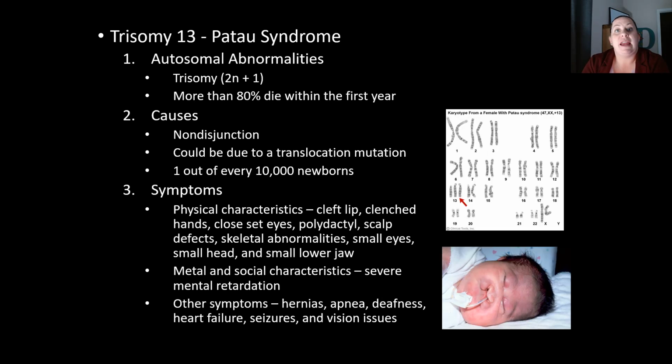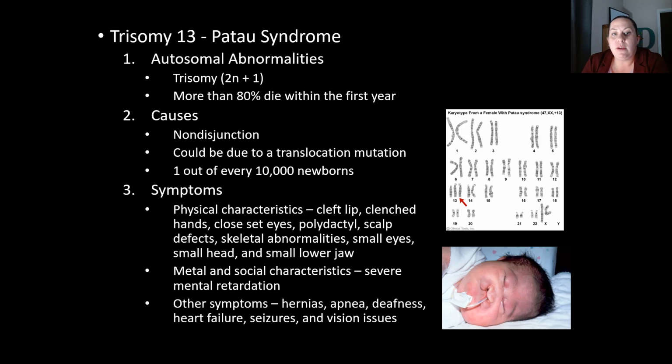The next one's trisomy 13, which is known as Patau syndrome. This is going to be a trisomy of chromosome 13, and more than 80% die within the first year if they have this trisomy. Okay, so you can see here in this karyotype, they have 3 chromosome 13s. This is again due to non-disjunction, and it could be due to a translocation mutation, but it's super rare in that case. And this happens in 1 out of every 10,000 newborns or births.